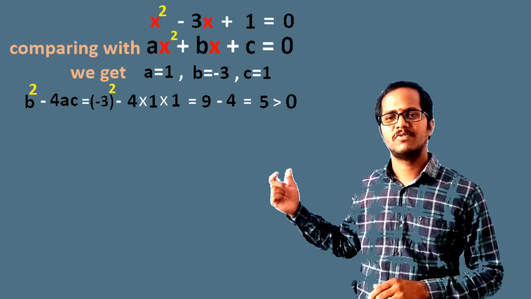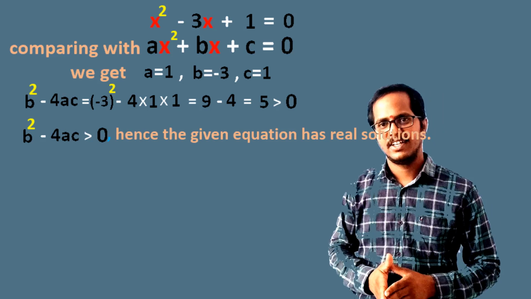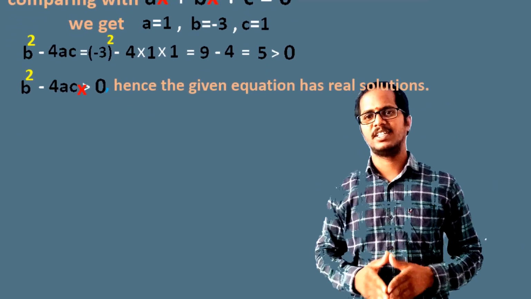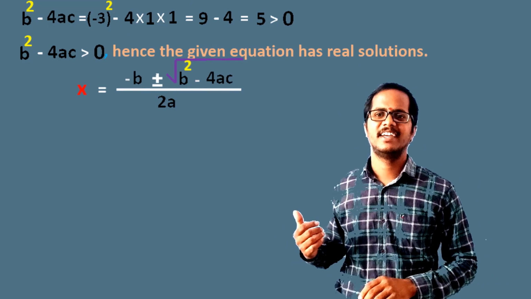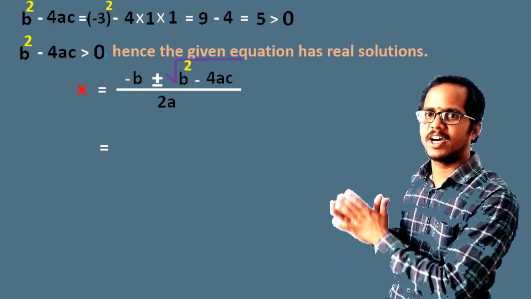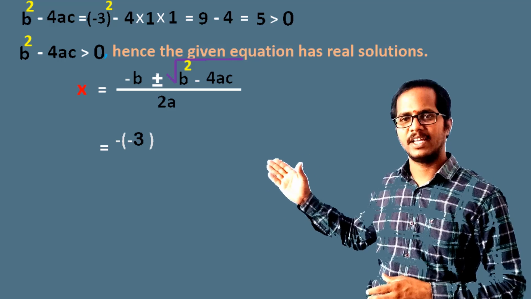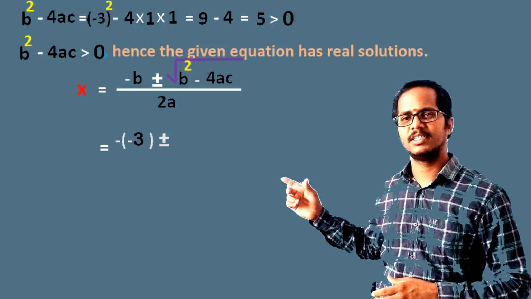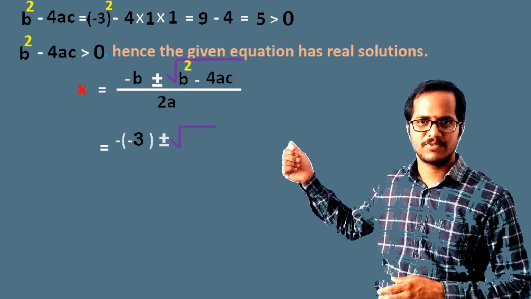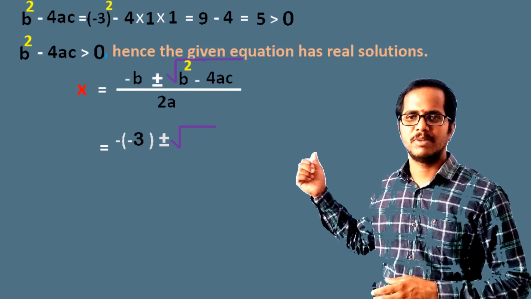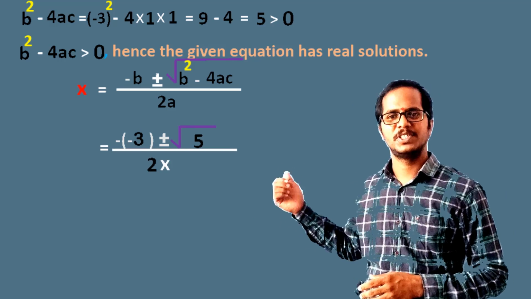And here 5 is a positive value. That means it is greater than 0. So the given quadratic equation has real roots. Let us find those roots by using the quadratic formula, that is x equals minus b plus or minus under root b square minus 4ac by 2a. Substituting the corresponding values, we get x equals minus, here b is minus 3, so minus of minus 3 plus or minus under root b square minus 4ac, whose value is 5. So we get square root of 5 by 2 into a, which is 2 into 1.